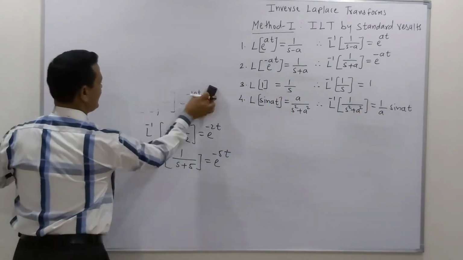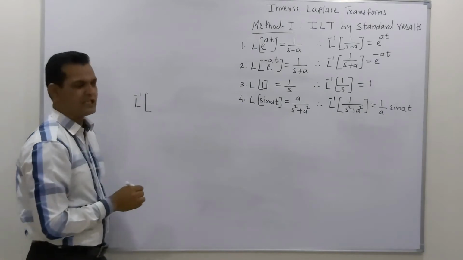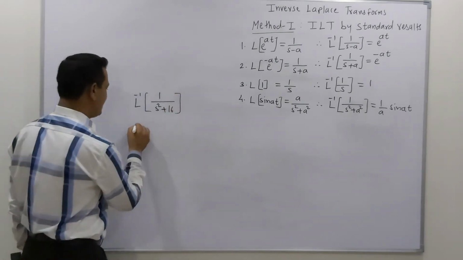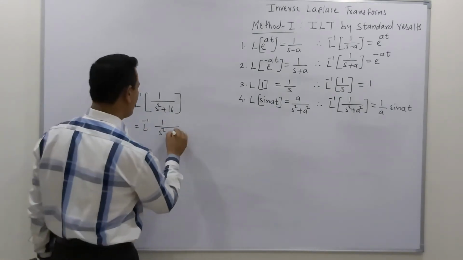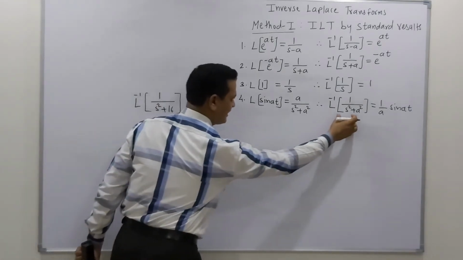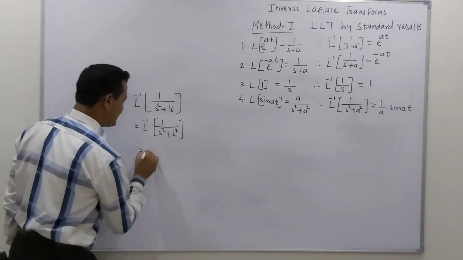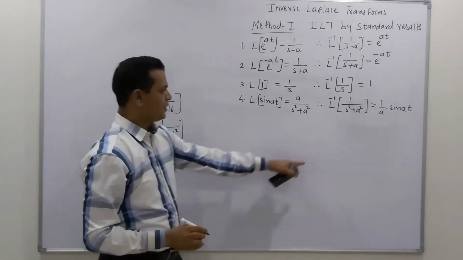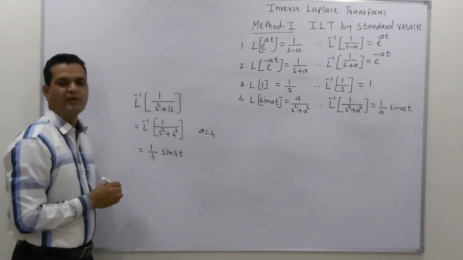Now to understand this fourth result, let's discuss it with the help of some examples. If we wish to find the inverse Laplace transformation of 1 upon s square plus 16, we can write 16 as 4 square, since 4 fours are 16. Now this is in our standard form, 1 upon s square plus a square, where the value of a is 4. So we can write its inverse Laplace transformation as 1 upon 4 into sine of 4t, that is, 1 upon a into sine of at, where the value of a is 4.